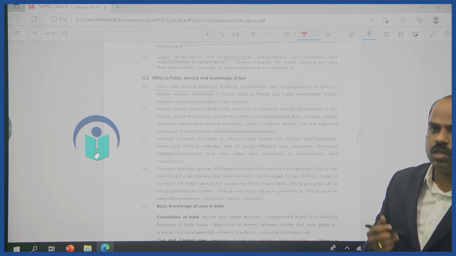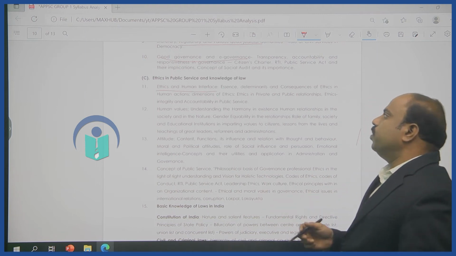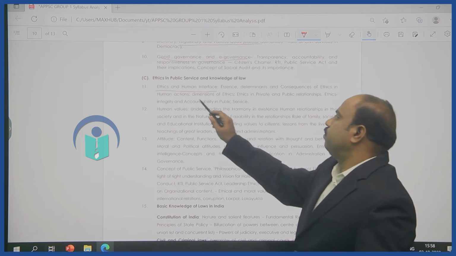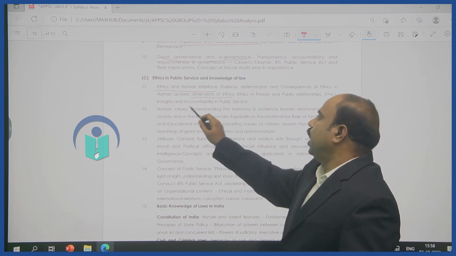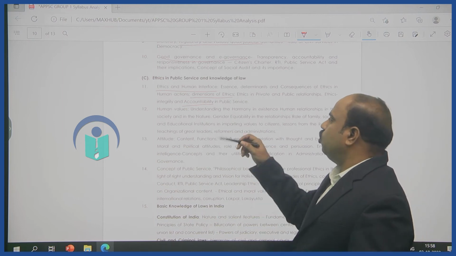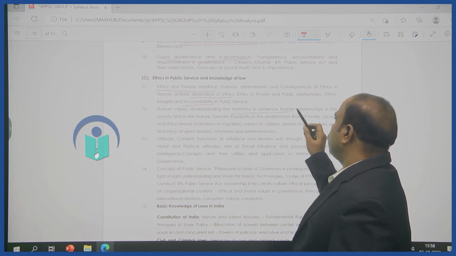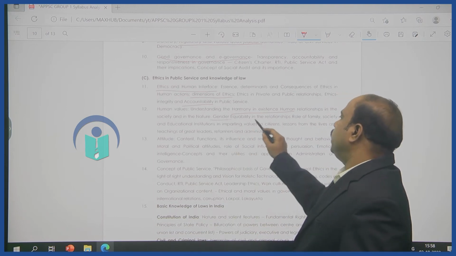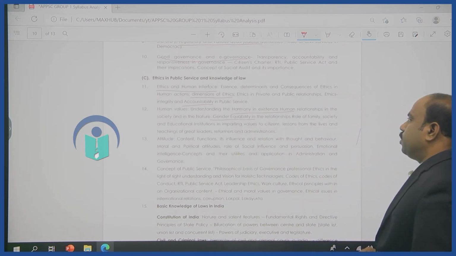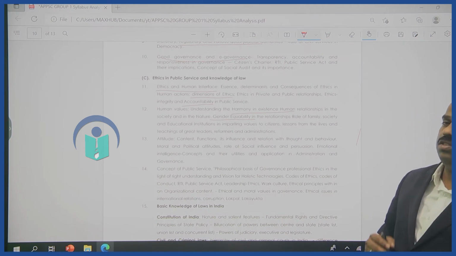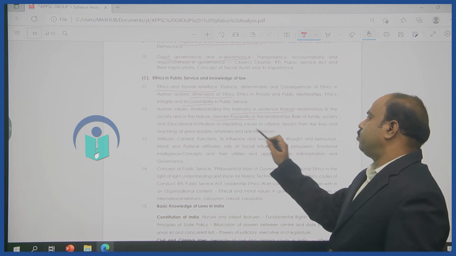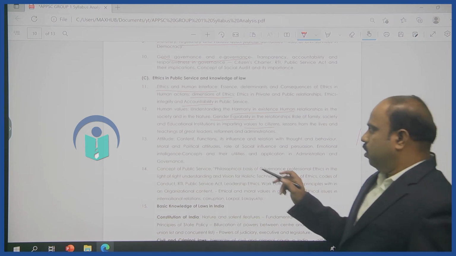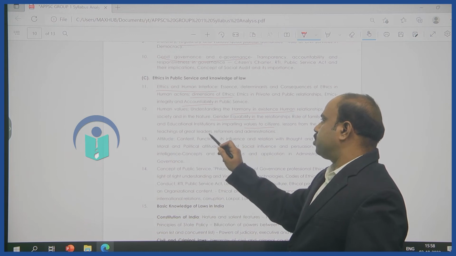So what is ethics? What are the features of ethics? What about the human interface in ethics? Various dimensions of ethics, accountability, and then human values. Understanding the harmony and existence of human relationships in society and in nature. Following, gender equality, equability in relationships, role of family, society, educational institutions in imparting values to citizens, lessons from lives and teachings of great leaders, reformers and administrators.